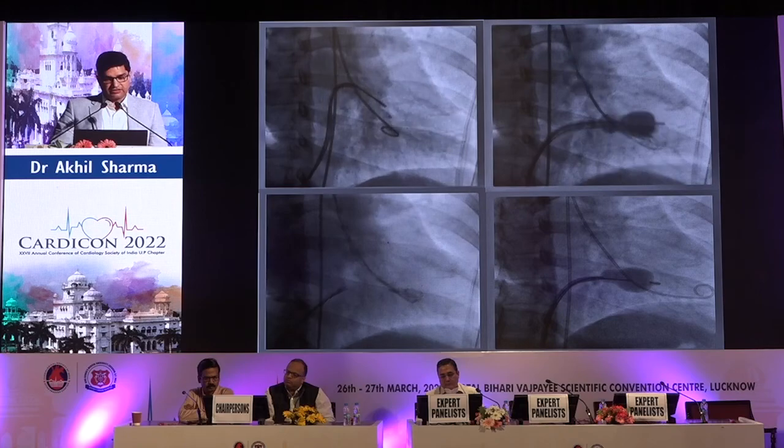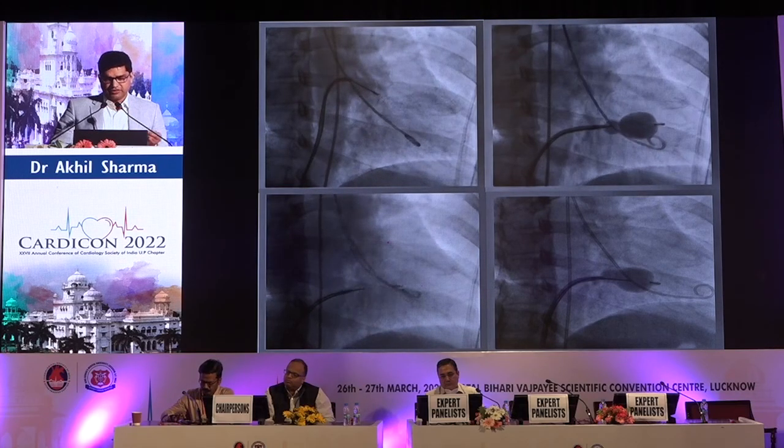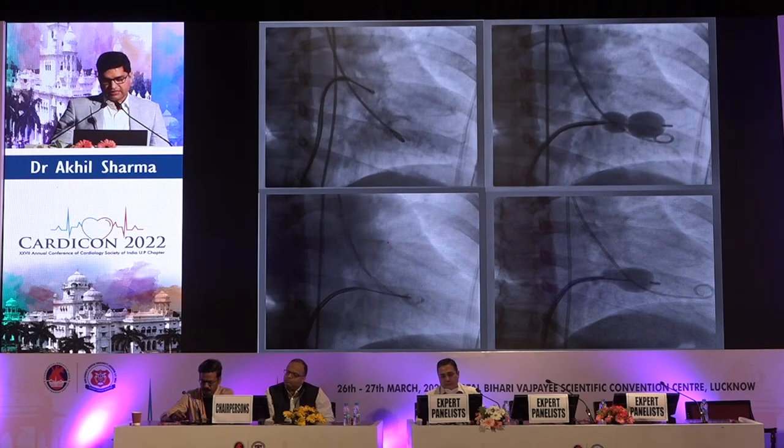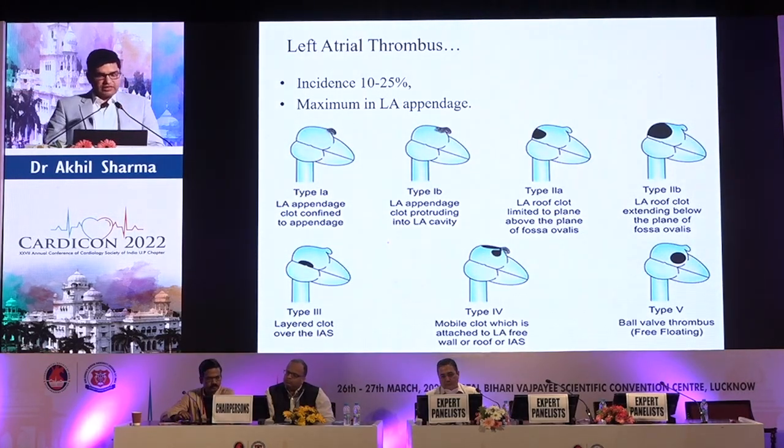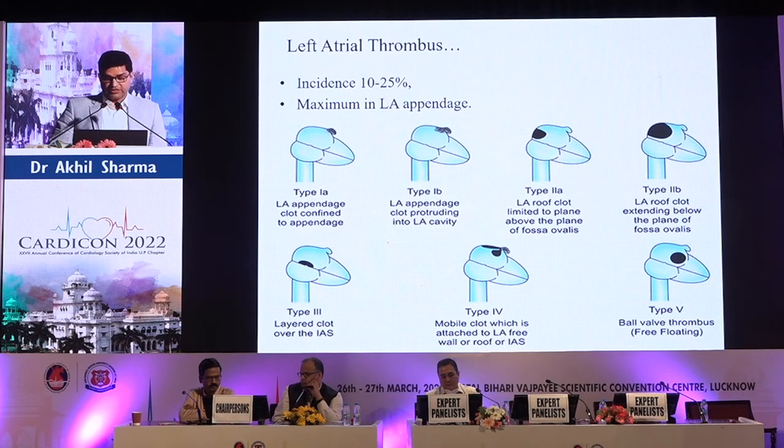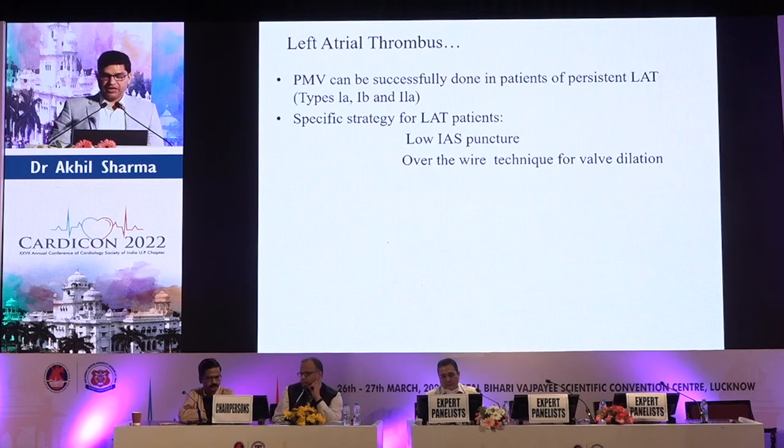In this case, we did gradual dilation, increasing by 1 or 2 ml of contrast, and ultimately had a good result despite the severe subvalvular disease. Left atrial thrombus: Professor Manjunathan has done excellent work, with more than 108 patients in whom they dealt successfully with an LA appendage clot, or a clot in the RA roof or LA roof which does not cross the fossa ovalis. These kinds of cases can be attempted with a low septal puncture with the over-the-wire technique.